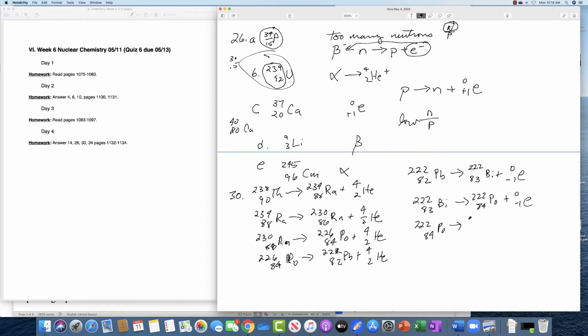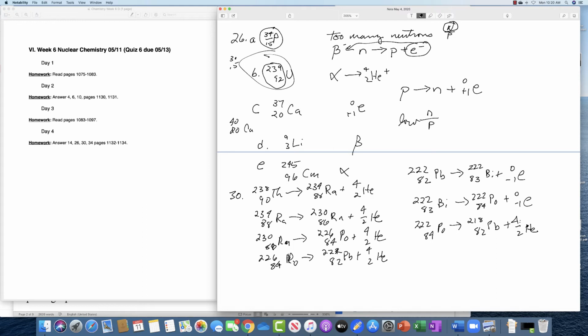an alpha decay, which will take 4 off the top, 218, and 2 off the bottom, 82, and you're back to lead plus an alpha particle, which is a 4, 2 helium. And so let's see if that's where we want to be. So we had 4 alphas, 2 betas, and alpha in that order.